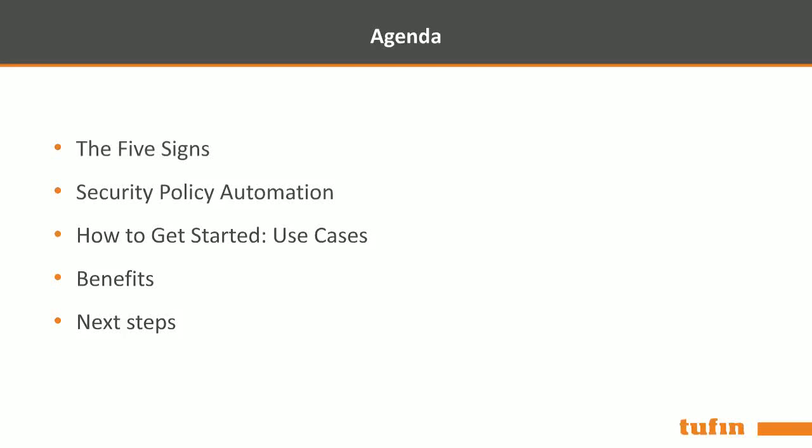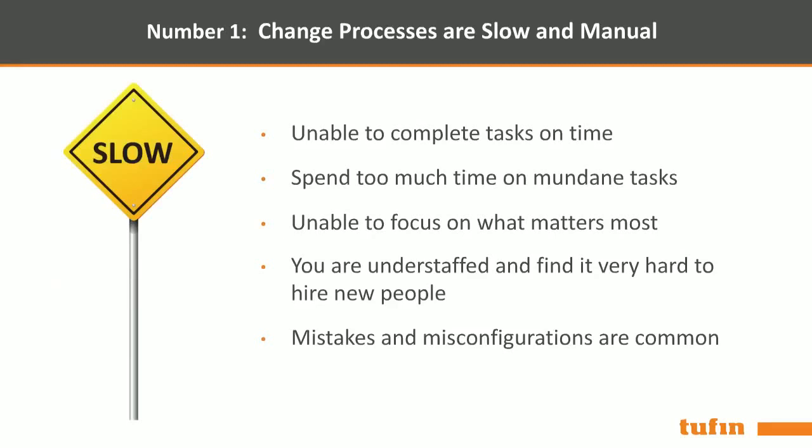So let's just talk a little bit about the agenda, and then we'll jump right in. First of all, we're going to cover the 5 signs. We'll talk about security policy automation, and then we're going to get into some use cases and how to get started, a little bit about the benefits, and then talk about next steps. So what are the 5 signs?